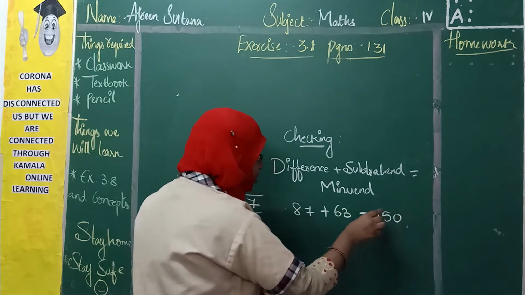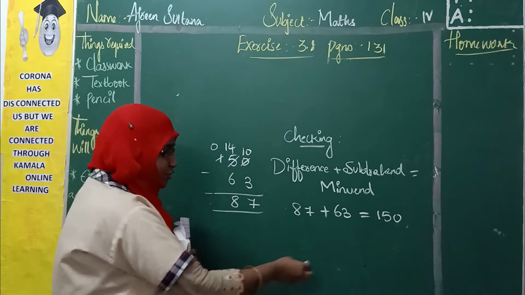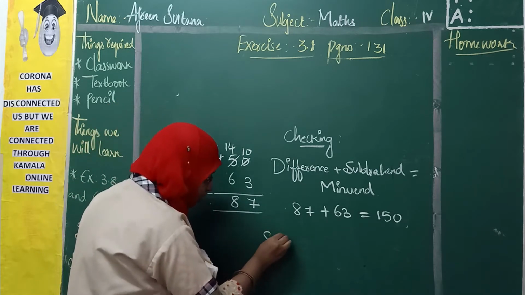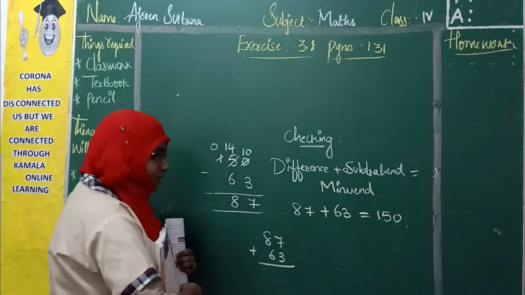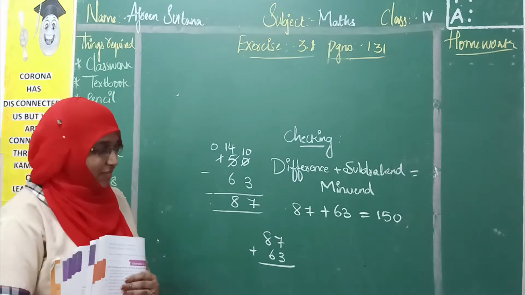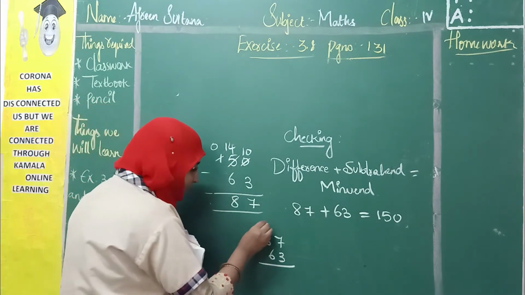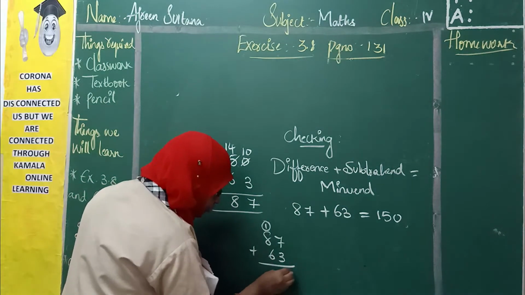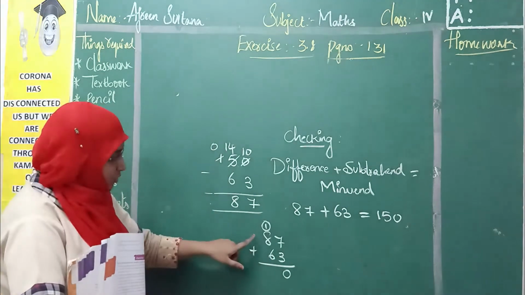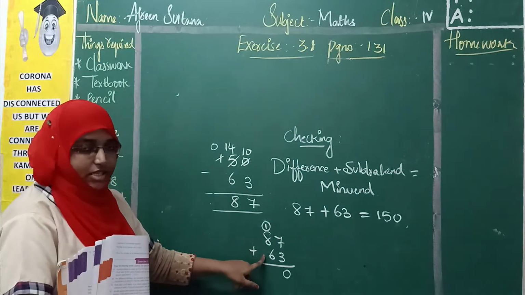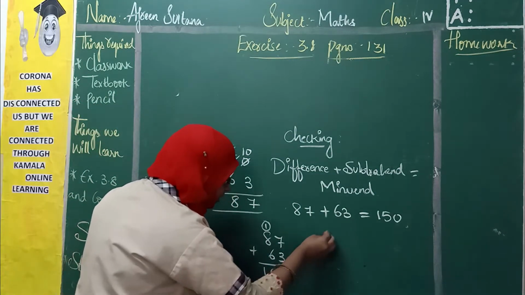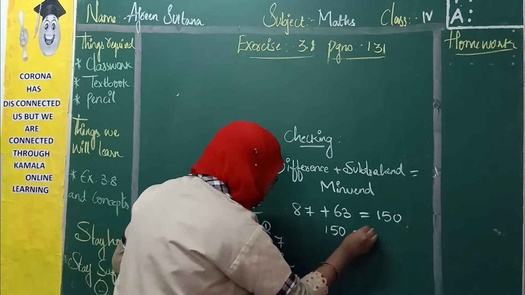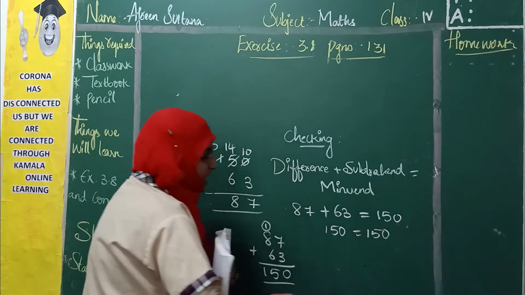What is the minuend? 150. Let us add this. To add, first we write in columns, 87 plus 63. Now 7 plus 3 is 10, where 1 will be carried and 0 we write down. Now 8 plus 1, 9. 9 plus 6 is 15. So what answer did I get? 150. See, now it is exactly equal to my minuend.